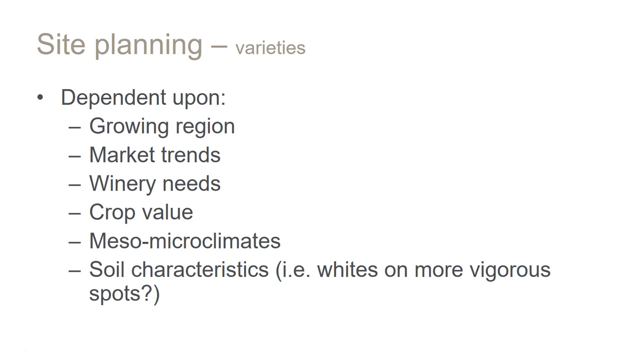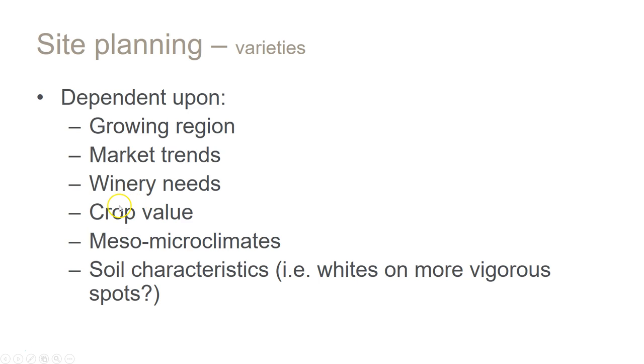Of course, if we're in Burgundy and we're in the Côte d'Or, say we're up in the Côte de Nuits, we're going to want to plant Pinot, right? We don't really have much of a choice. That's what we need to plant, because that's what's going to sell. Also what your winery needs, of course, and the value of that crop.